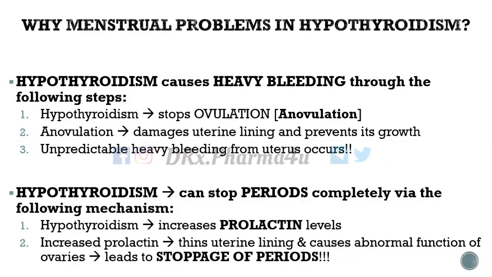Now we come to the exactly opposite scenario. Hypothyroidism can stop periods completely also if it is very severe. How is it possible? Hypothyroidism increases the level of prolactin. And prolactin again thins the uterine lining and also causes abnormal function of the ovaries. That can lead to stoppage of periods. So we have seen females who complain of not getting periods for a long period of time, and we have females who complain of heavy bleeding, heavy pain, heavy discomfort during their menstrual cycle. And that too is unpredictable. They can't predict whether it is occurring in a proper cycle or not.